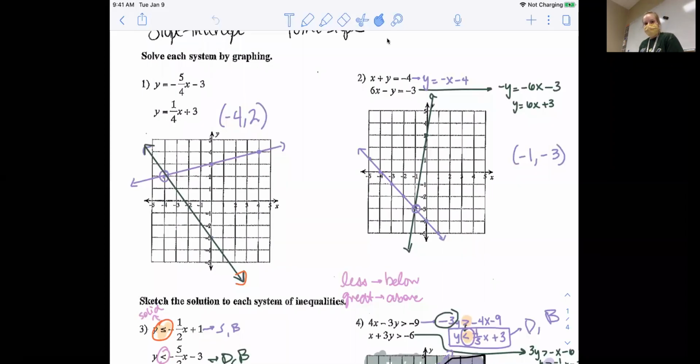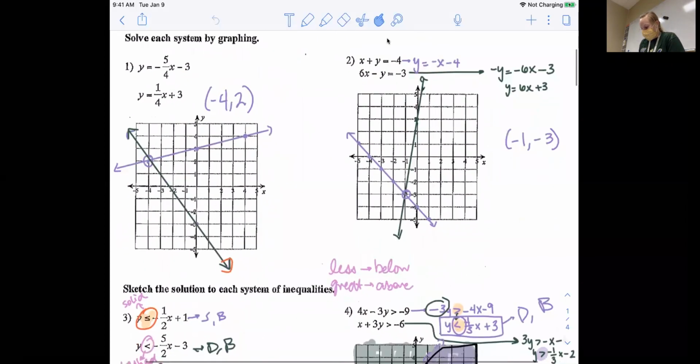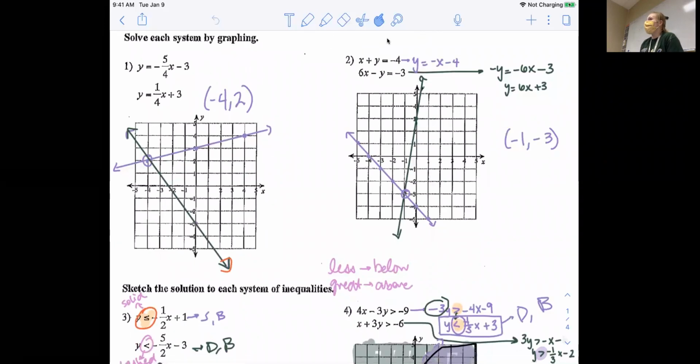All right, so we're looking at our I-step number 5, 1 and 2. Were there any questions I need to talk about? Okay, numbers 3 and 4.